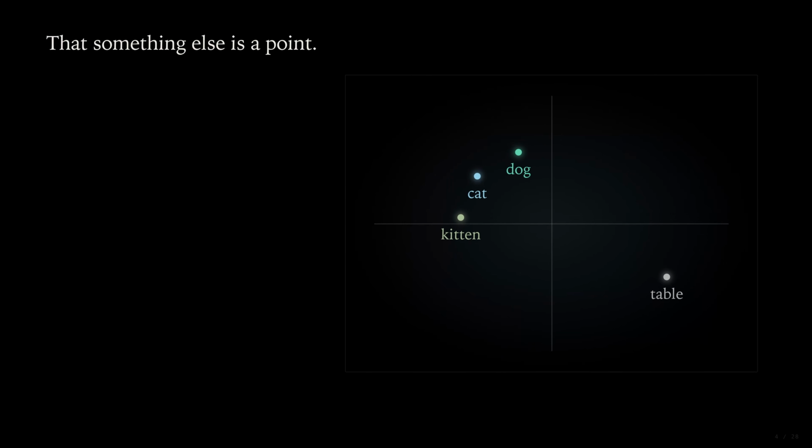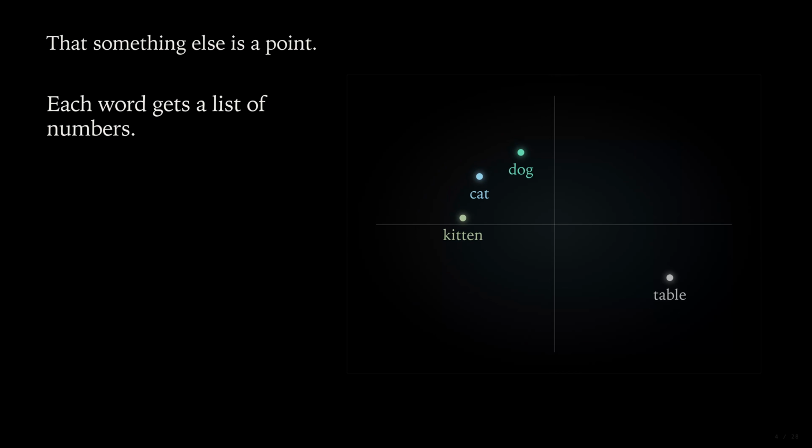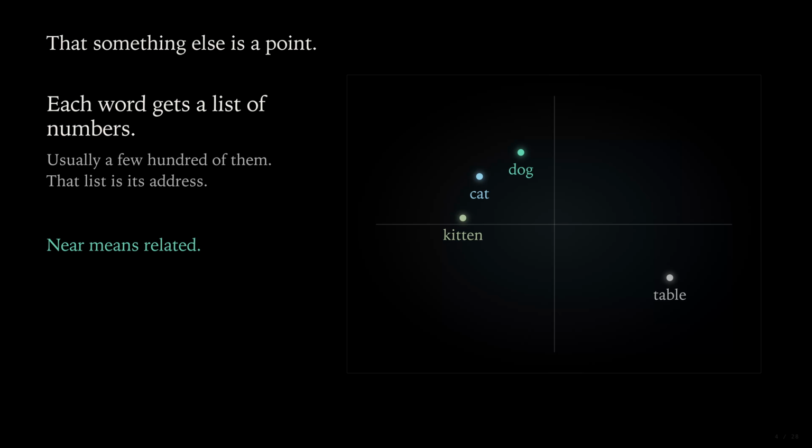That something else is a point. Each word gets a list of numbers, usually a few hundred of them, and that list is its address in a space. Cat sits here, dog sits nearby, and kitten sits near both. Table sits somewhere else entirely. Distance in that space is the whole idea. Near means related, and far means not. Nobody drew the map. The numbers found their own places.